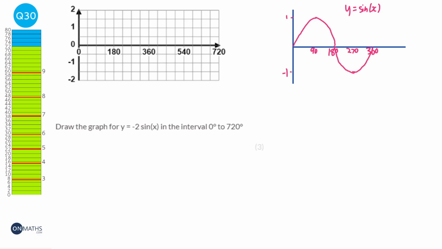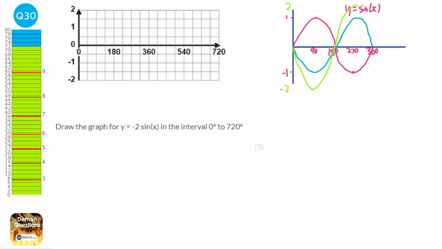So first thing I notice is there is a negative here, which just means it will be flipped in the x-axis. So this would become like this. And there's also a 2 there, so we're multiplying all the y coordinates by 2. So instead of this going down to -1, it will start by going down to -2, and it will go up all the way to 2.